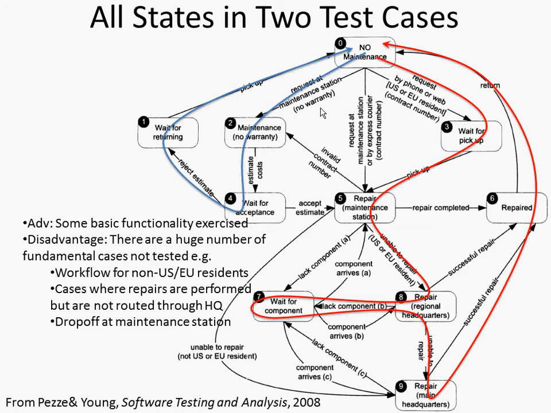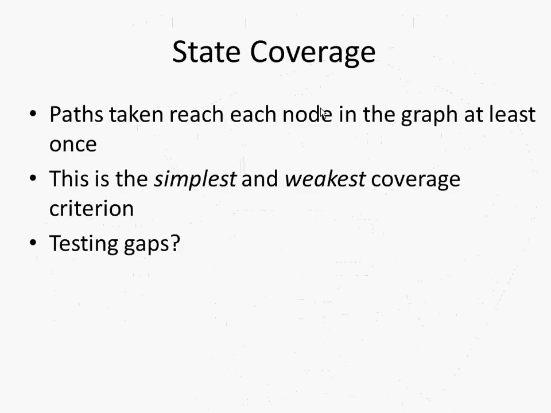On the other hand, there's a huge number of cases that are not tested. An example would be workflow for non-US or European Union residents, or cases where repairs are performed but not routed through the headquarters. We only tested it when it was routed through the main headquarters. Or cases where it's dropped off at the maintenance station directly, for example, requested here. We haven't really tested those transitions. So we've done some face validity checks, but we haven't thoroughly tested it. So this is the simplest. It's also the weakest form of coverage.